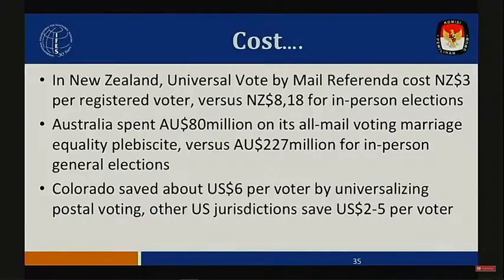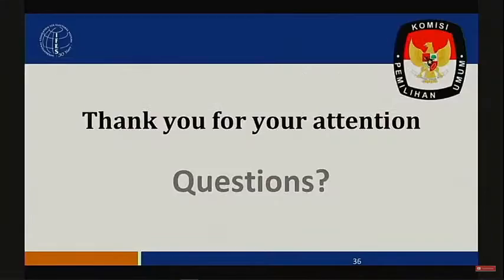universalizing vote by mail. Most of these states still operate polling centers on election day because they have same-day registration, and that obviously you can only do if you have polling centers open. And other US jurisdictions, Orange County, California, for example, save between $2 and $5 per registered voter through postal voting versus setting up polling stations.